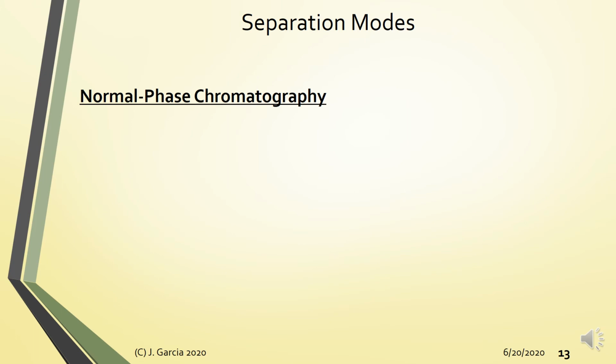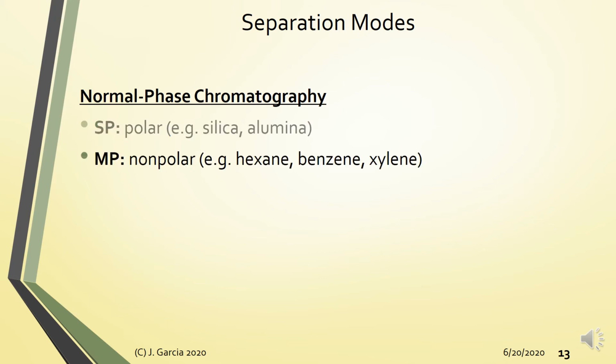Next, normal phase chromatography. The normal phase chromatography is kabaligtaran lang ng reverse phase. So the stationary phase is polar, so it's either unmodified silica or alumina, Al2O3. If the stationary phase is polar, the mobile phase is non-polar. So ito yung mga hexane, benzene, xylene, carbon tetrachloride, dichloromethane. Ito yung mga common examples of mobile phases.